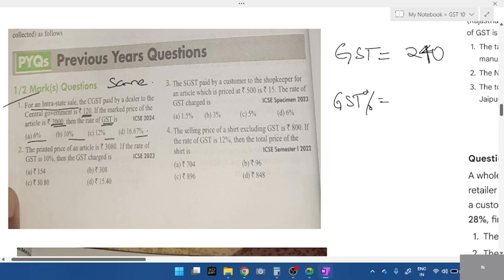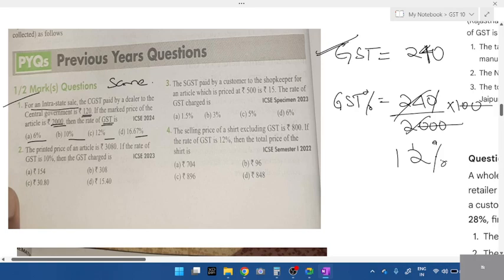We need to first find it in rupees and convert it into percentage. How do you convert? 240 divided by the marked price, which is 2000, into 100. Three zeros get cancelled. 2 ones are 2, 12. The answer is 12%. Understood? This is how they'll give you the intrastate, interstate concept. Any doubts?